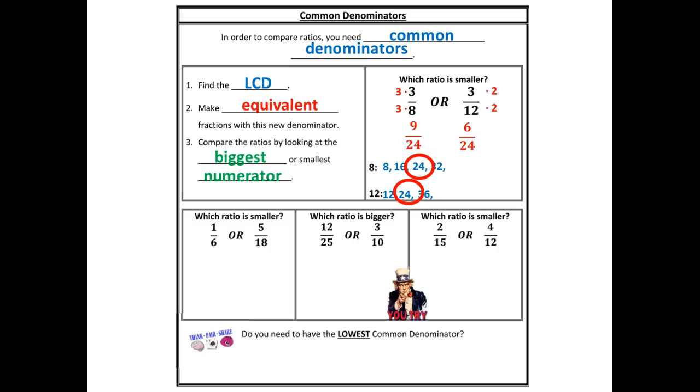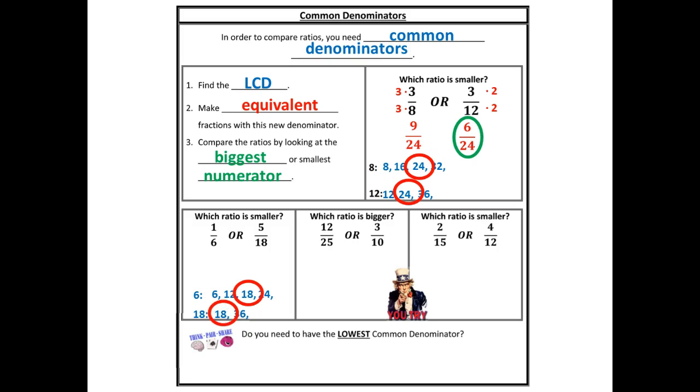Which ratio is smaller, 1 to 6 or 5 to 18? We start by finding common denominators, so the lowest common denominator. I'm going to multiply out my multiples of 6. 6 times 1 is 6. 6 times 2 is 12. 6 times 3 is 18. Same thing, I'm going to find my multiples of 18. 18 times 1 is 18. 18 times 2 is 36. I see 18 in both lists.